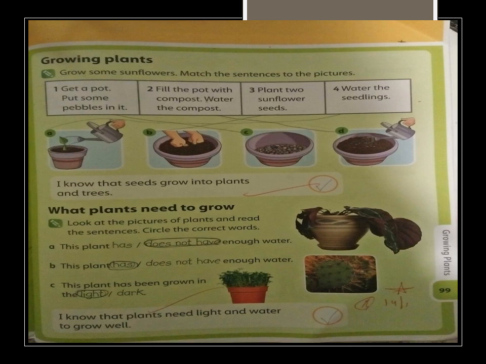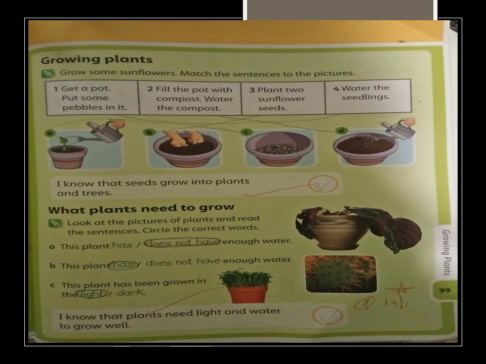Next, what do we have? I know that seeds grow into plants and trees. What do plants need to grow? Look at the pictures of the plants and read the sentences, then circle the correct words. This plant has or does not have enough water. Yes, you have to circle does not have.